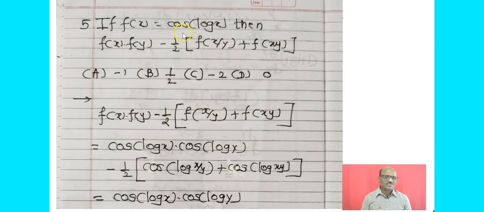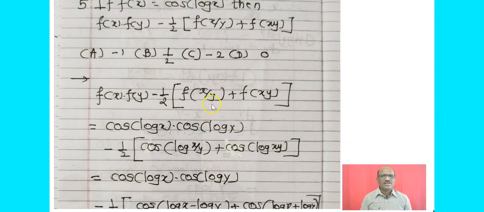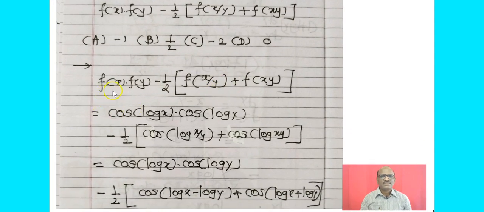Now the next question is from functions, from the 11th standard. If f of x is equal to cos of log x, then f of x into f of y minus 1 upon 2 into f of x upon y plus f of xy is equal to what? Now see this, f of x into f of y minus 1 upon 2 into f of x upon y plus f of xy.